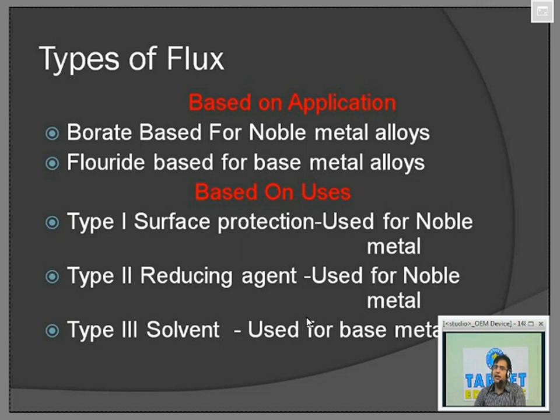Base metal alloys like nickel chromium and cobalt chromium form very strong oxides. So for a proper solder joint, we need those oxides to be removed first, or a solvent which can remove those oxides. So the type 3 fluxes, the fluoride fluxes, are used for base metal alloys, while the borate fluxes are used for noble metal alloys.